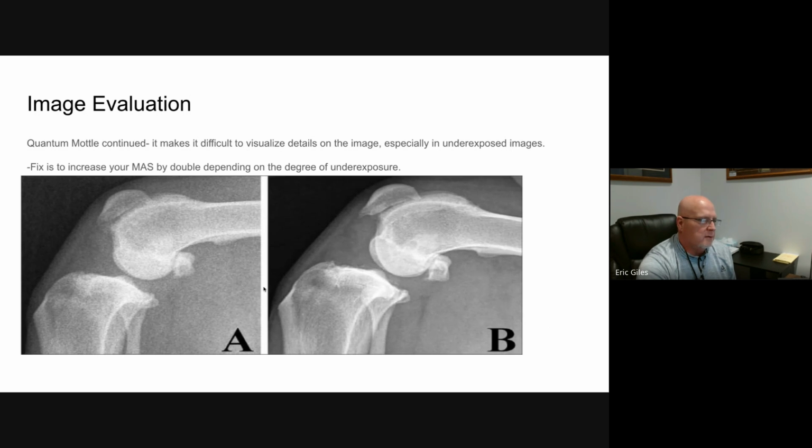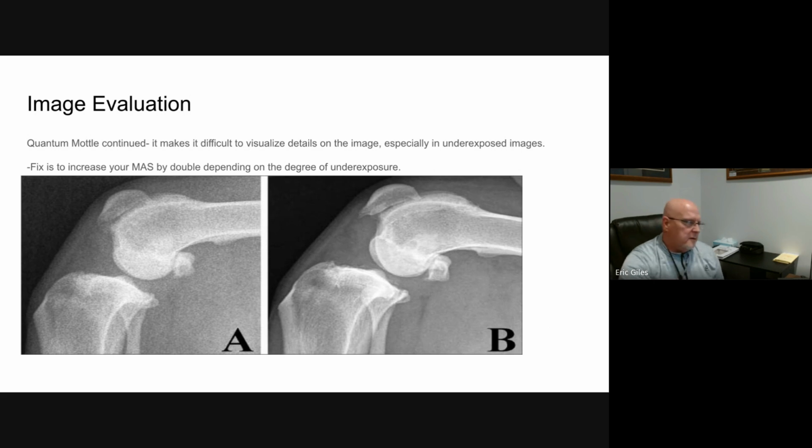Here's an example of what quantum mottle looks like on an image. And I know you've all seen this. I get questions about this a lot. What's going on with my image? Why does it look grainy? Why does it look sandy? And it's actually quantum mottle. It makes it difficult to see details on the image, especially if that image is underexposed.